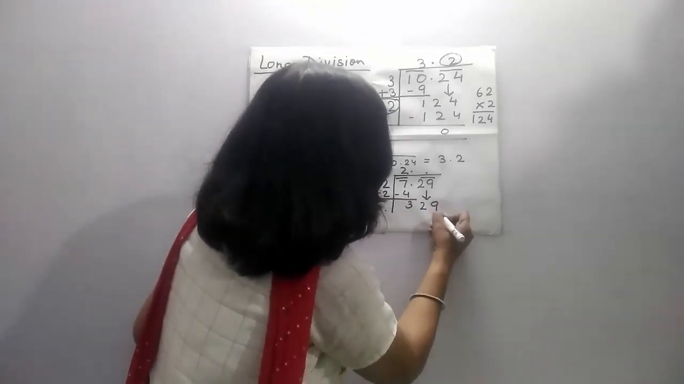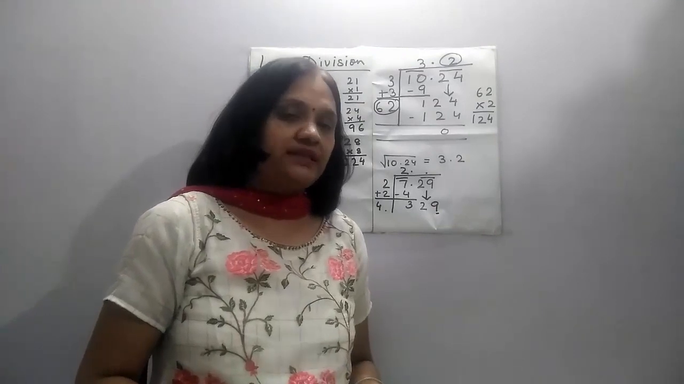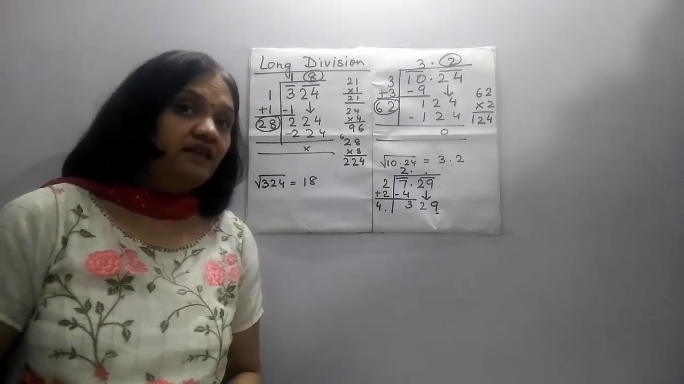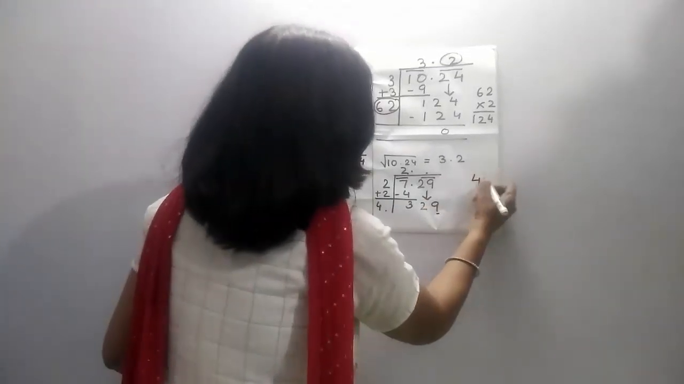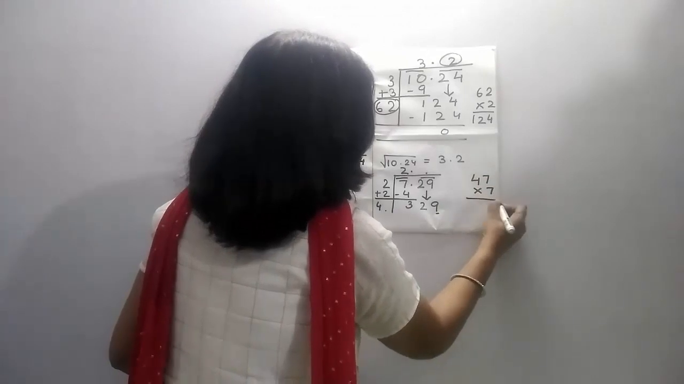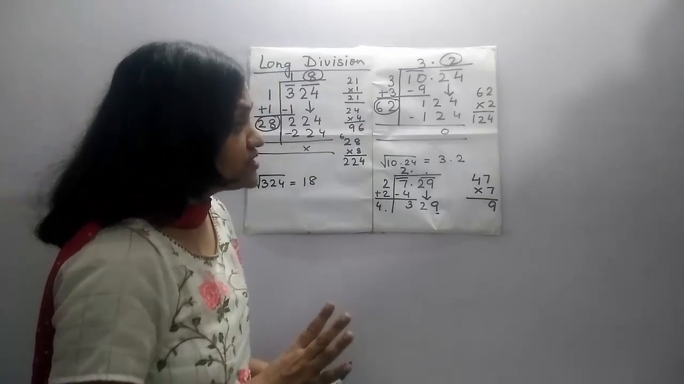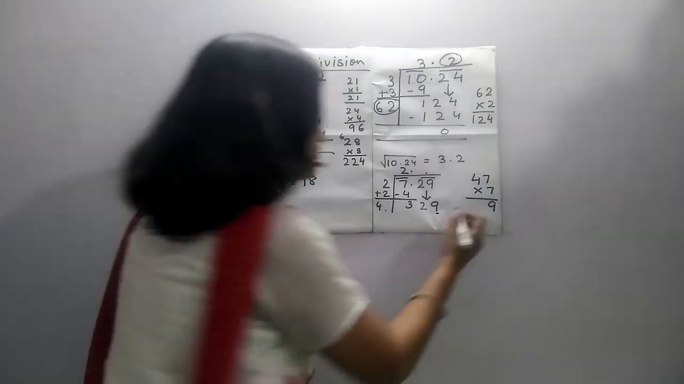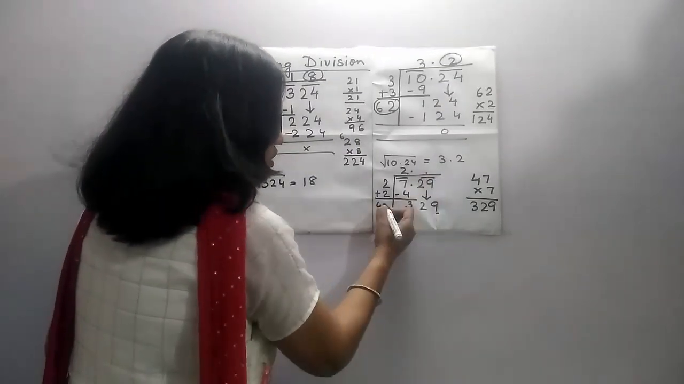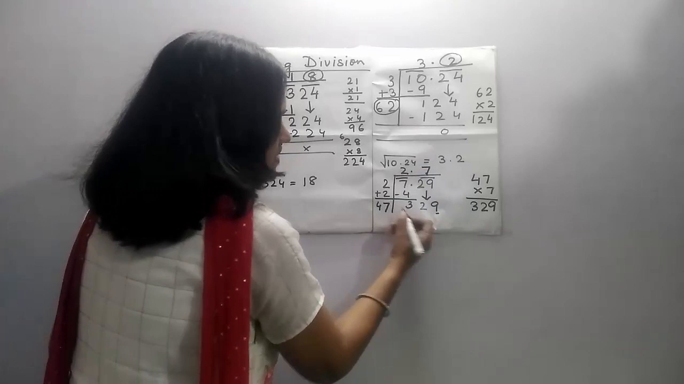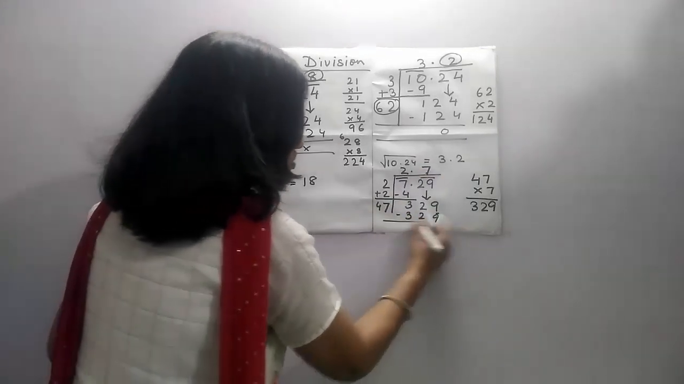This number is ending with a 9. Which are the squares which end with 9? The squares which end with 9 are 3 and 7. So let's try 47 into 7. 7 sevens are 49, carry over 4. 4 sevens are 28. 28 plus 4, 32. Wow, we have got what we wanted. So we write 7 here as well as here, and 47 into 7 is 329.